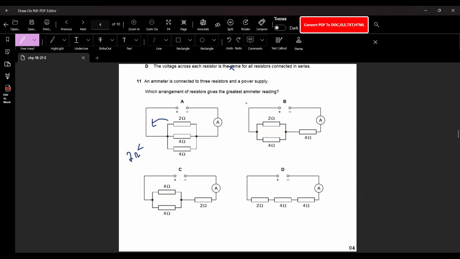Oh, so A has the smallest resistance. Yes, and why is that? Because all of the resistors are connected in parallel. And when the resistors are connected in parallel, the total resistance value is always less than the individual resistance. The individual resistor minimum we have is 2 ohms, so the value will be less than that in parallel.